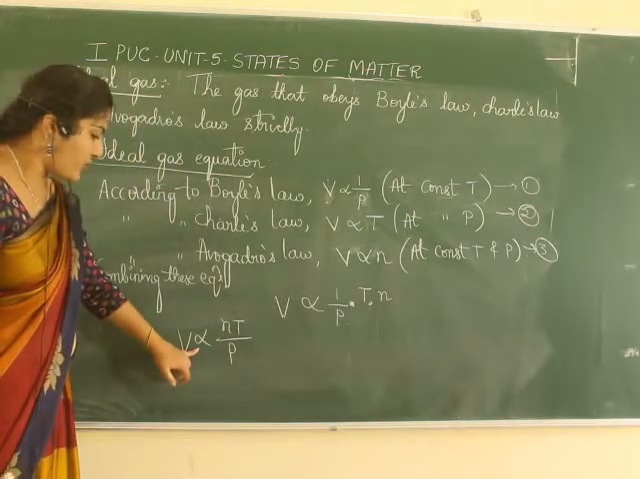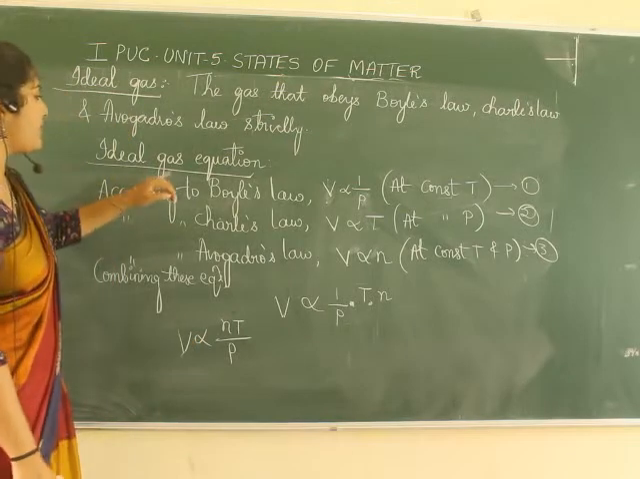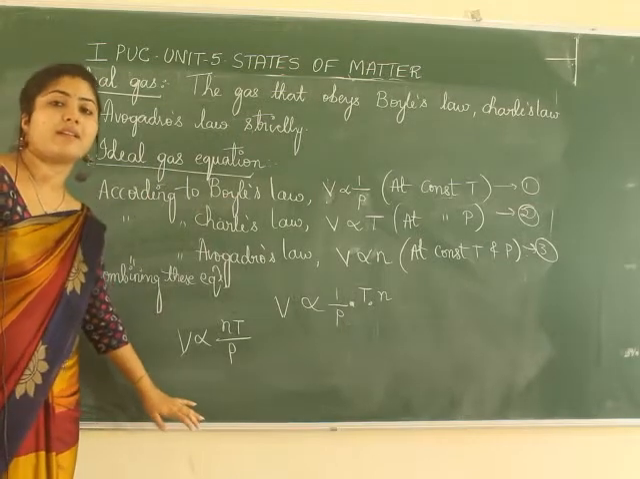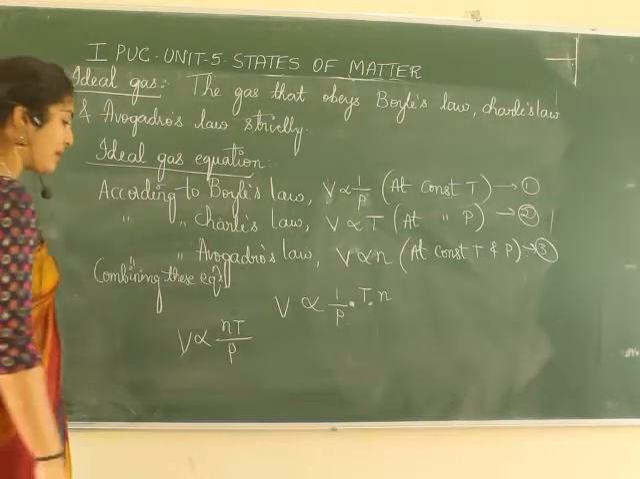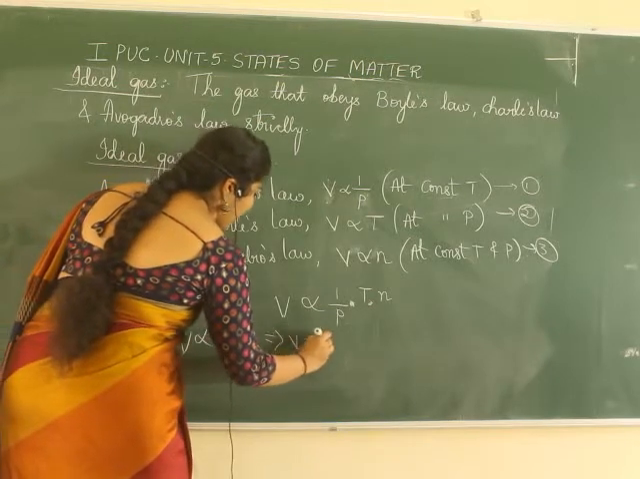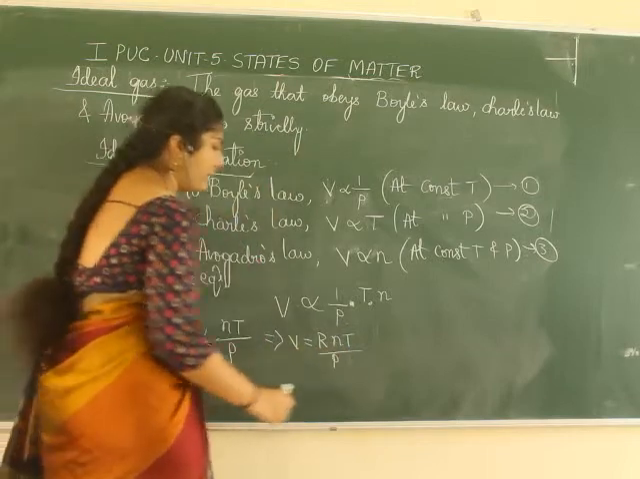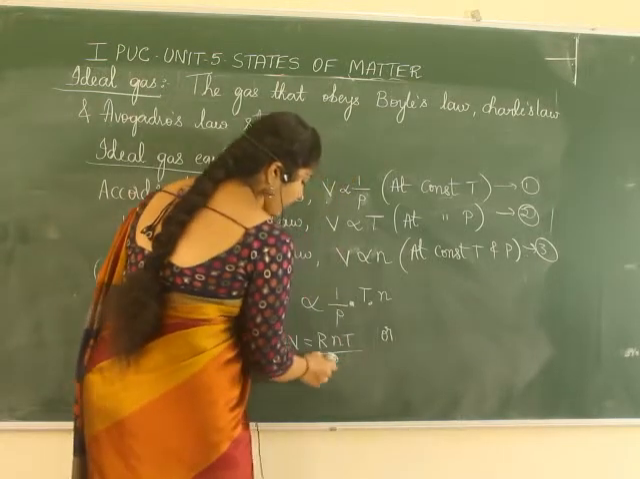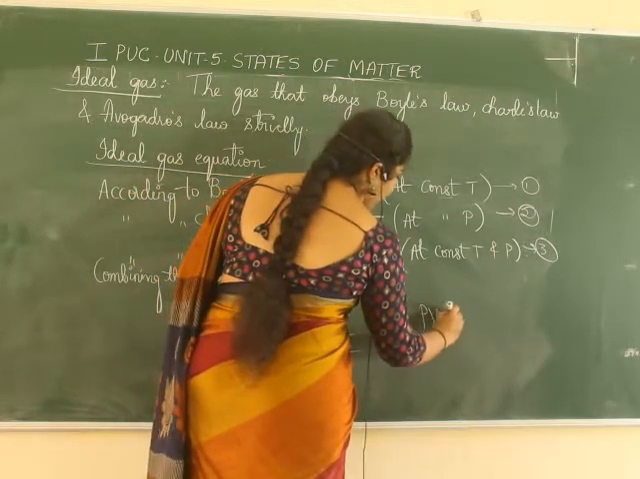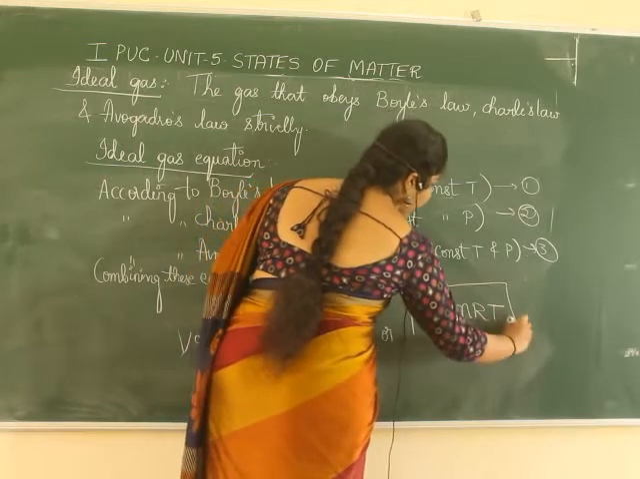Now I have a proportionality symbol. I'll remove the proportionality symbol. Since we are considering ideal gas here, I'll take the constant as universal gas constant, that is R. That implies V is equal to R N T by P, or multiply this P and V, or take P to the other side, becomes PV is equal to nRT. Very, very, very important.